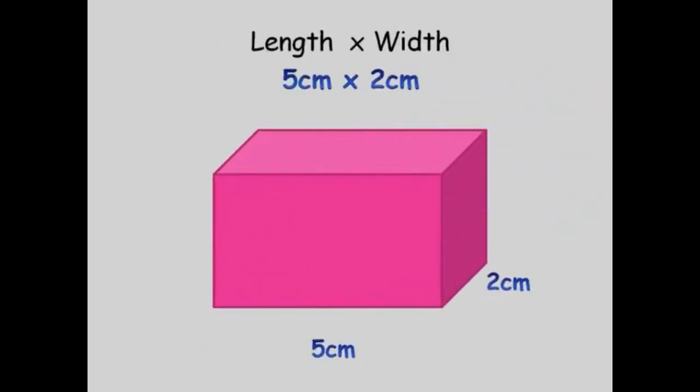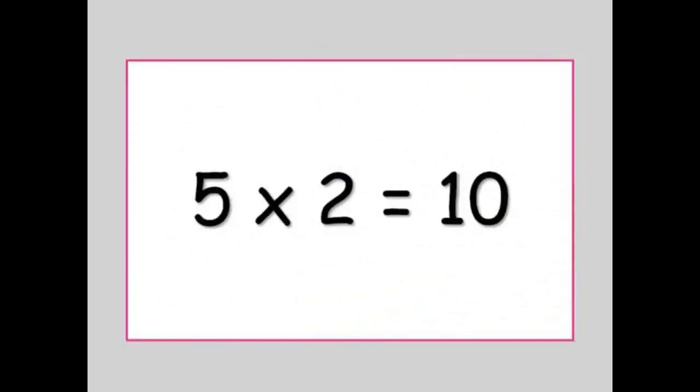The first thing we need to do is times the length, 5 centimeters, by the width, 2 centimeters. So we need to times 5 times 2. So 5 times 2 equals 10. So 10 is the length times the width.